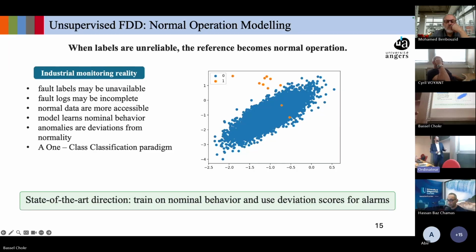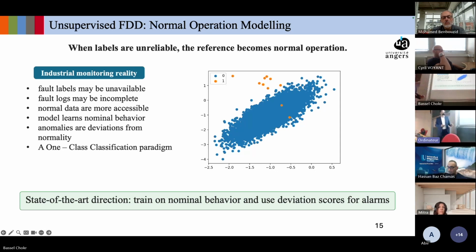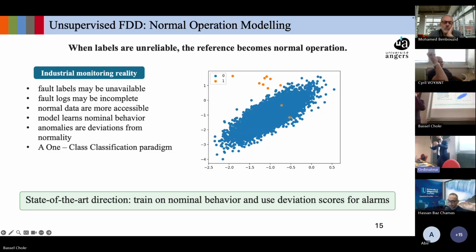You can see here, let's say that the blue dots are what we consider normal in the system, while the orange dots are the outliers, the anomalies. So if we train a model that knows very well the normal operation mode, then when we face something with deviation, something odd, something new, we can detect that as an anomaly. And that's the analogy and the assumption that we will be proceeding with. So we will be training on normal operation behavior and use the deviation scores for alarms.